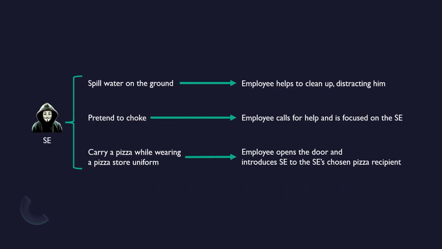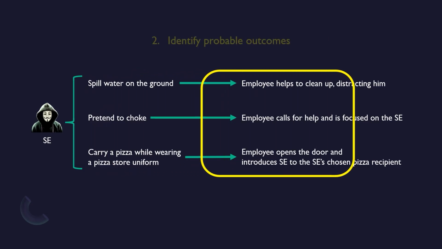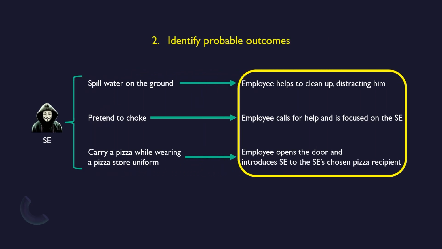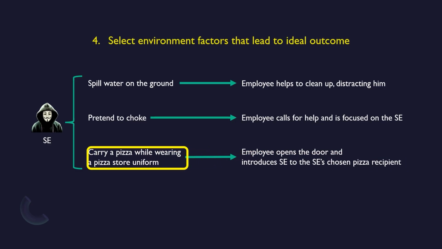So let's walk through the steps. First, we'll identify the actions that change the environment. Then we'll identify the probable outcomes. In this case, the ideal outcome is for the employee to introduce the social engineer to the social engineer's chosen pizza recipient. It's now a trivial matter for the social engineer to identify the environmental factors that would lead to that ideal outcome.